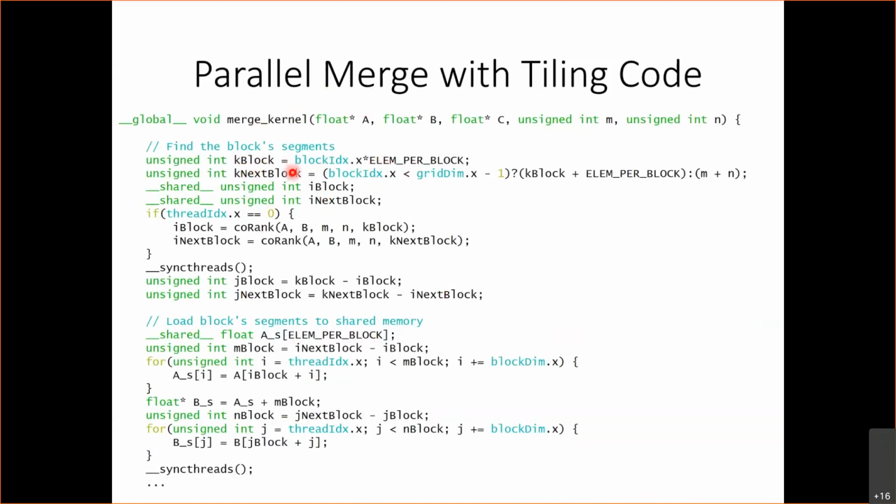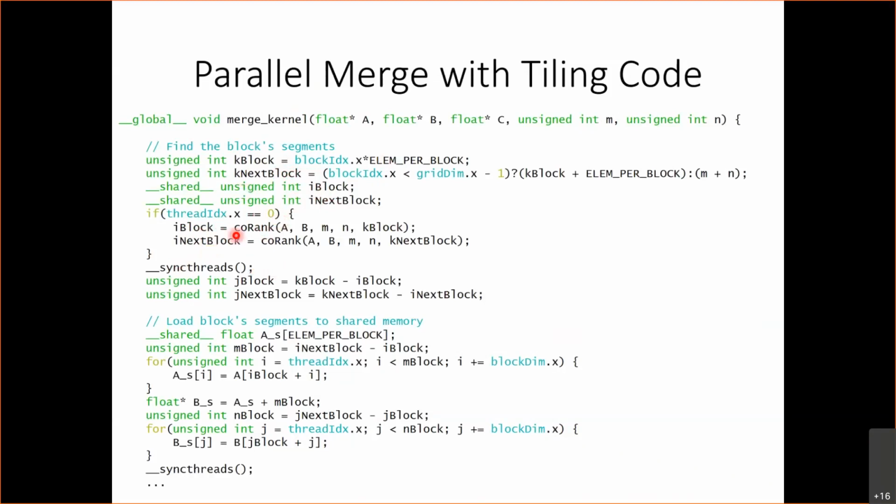And then what we want to do is find the co-rank for k block and k next block. However, we don't want all the threads to do this. We only want one thread in the block to find the co-rank on behalf of all the other threads. So we will declare I block and I next block inside of shared memory, and we will have one thread, in this case thread 0, find the co-rank for I block and I next block. All right, and then after we do that, we will sync threads.